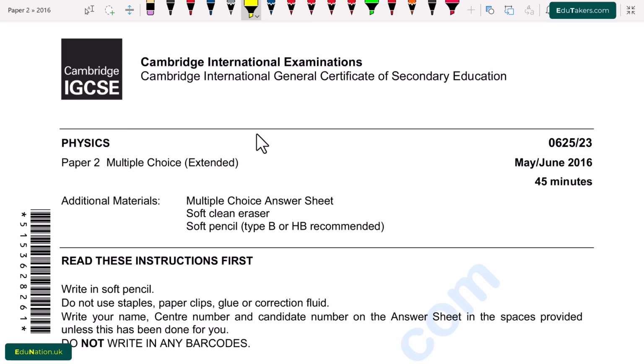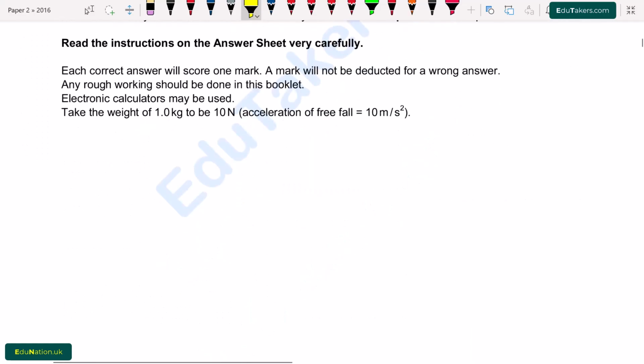Today we are going to solve Cambridge IGCSE Physics Paper 2 Multiple Choice Extended held in May-June 2016, and the paper code is 0625 with variant 23. So let's start from question number 1.